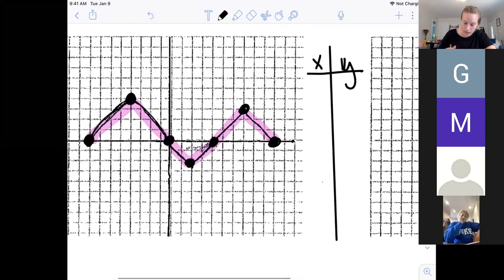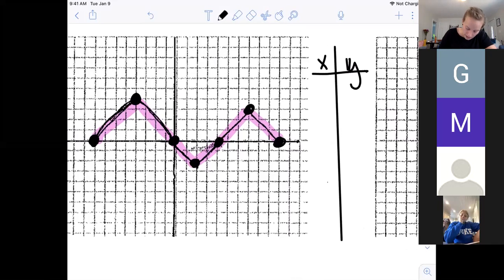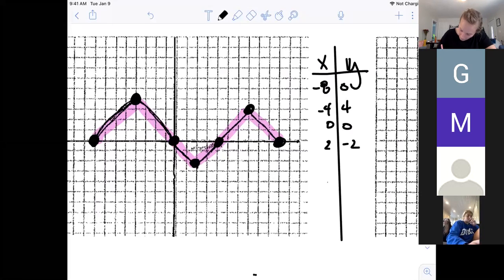So I've got points at -8, 0. I have a point at -4, 4. I have a point at 0, 0. I have points at 2, -2, at 4, 0, at 7, 3, and at 10, 0.